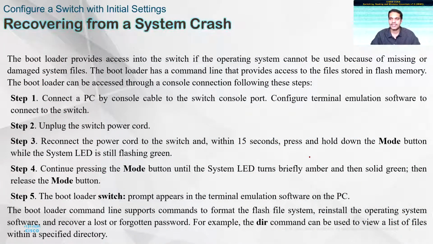Now, what happens if there is a crash? If the operating system cannot be used, there is also a way around it. Usually the boot loader provides access into the switch if the operating system cannot be used because of a missing file or a damaged file. First, you need to connect the switch to a PC by a console connection. Then you must have some kind of terminal emulation software running on your PC to connect to the switch.